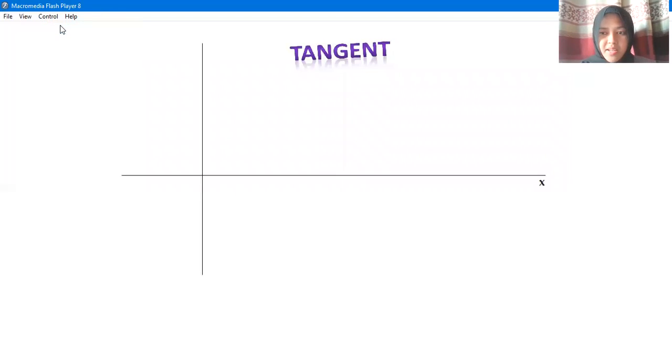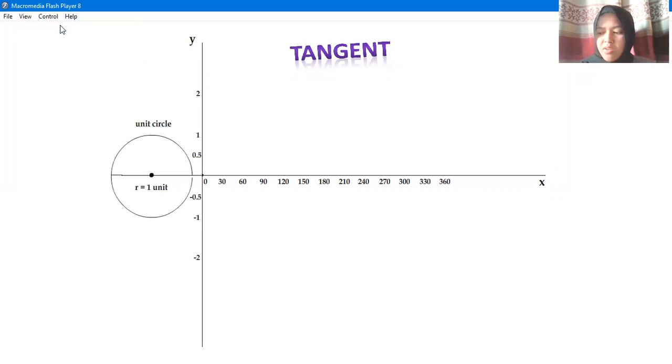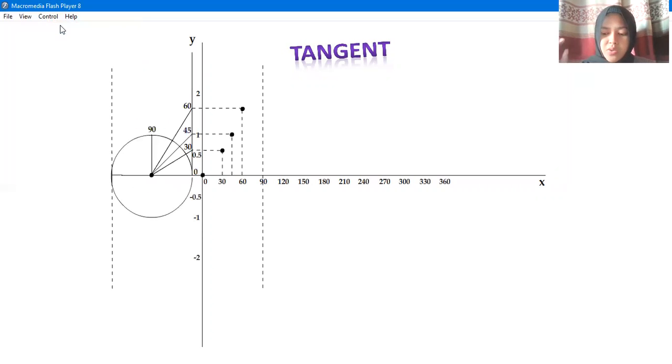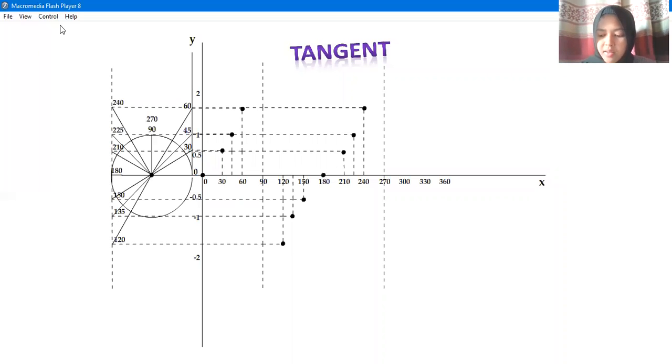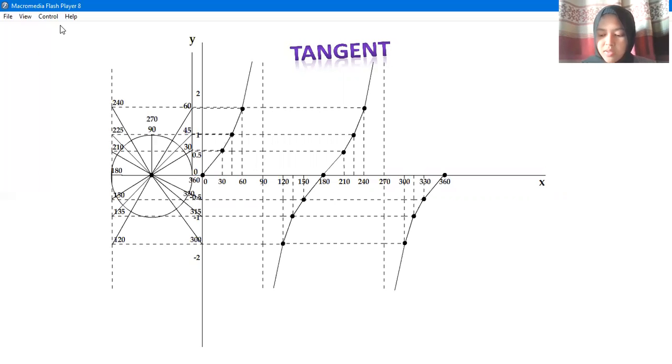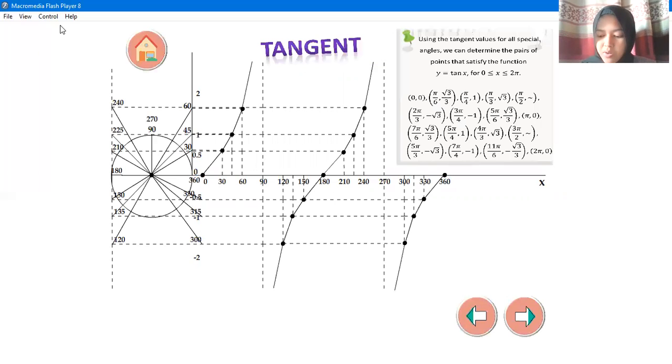The first, drawing the trigonometric tangent graph. First, draw the axes x and y, and draw a circle with a radius of 1 unit. Next, connect the angle of the circle with the unit on x. Next, connect all the corresponding dots, and then draw a curved line with the thick pen.